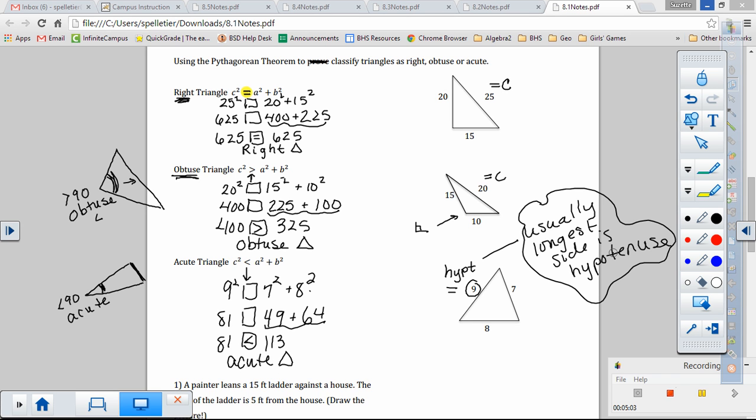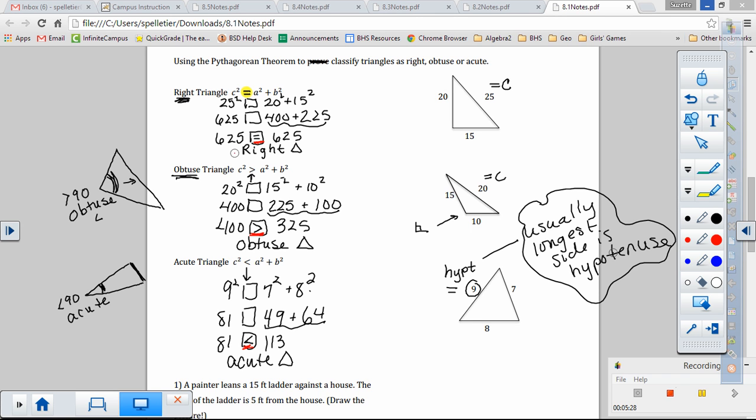So what we're saying to you is we're going to give you three values, and we're going to say, tell us what kind of triangle that is: right, obtuse, or acute. So you have to choose the longest side, plug it in for the hypotenuse, and test it. See if it actually works. What do you get for a symbol? Do you get an equal sign, which means it's a right angle? Do you get a greater than sign, which means it's obtuse? Or do you get a less than sign, which means it's acute?